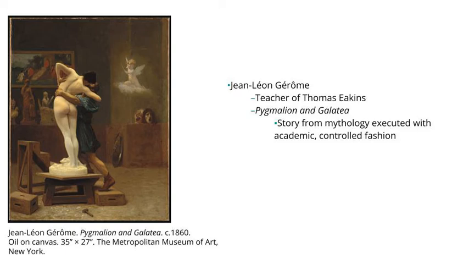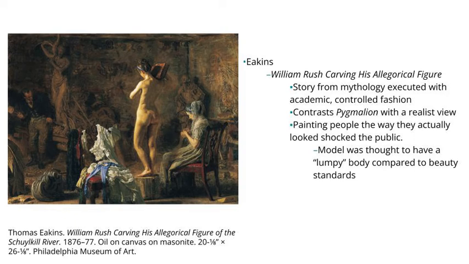But then, like I said, Gérôme was the teacher of Thomas Eakins, and looking at Thomas Eakins, we can see his influence from Gérôme. This is William Rush carving his allegorical figure, which is also a story from mythology executed in an academic, controlled fashion, but it's a bit different. It contrasts Pygmalion with a more realist view. Instead of being quite so romantic, the studio this artist is working in is messy and imperfect.